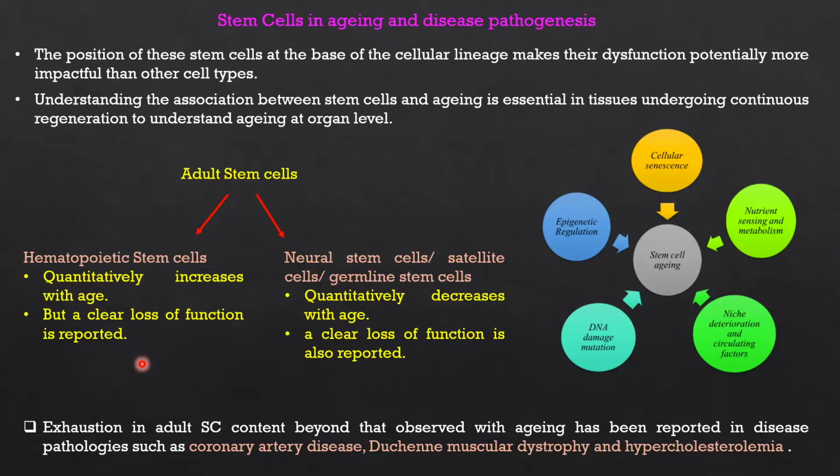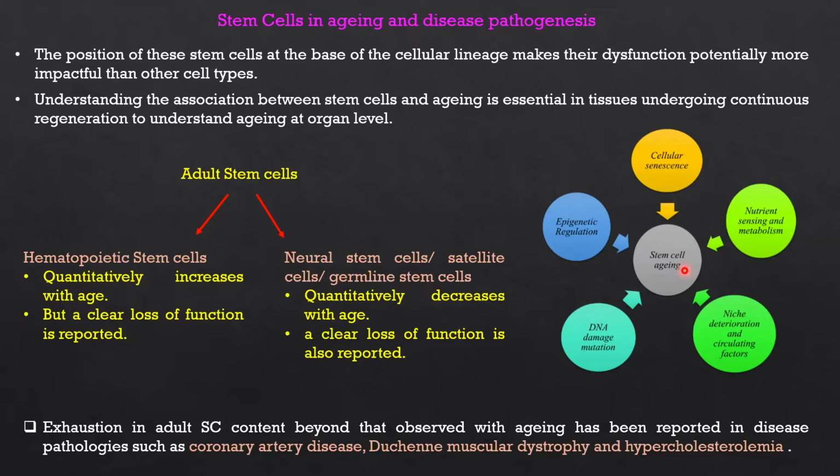There are many factors which lead to aging, because the stem cell is also aging. There are many factors that I have given here: epigenetic regulations, DNA damage or mutations with age, the niche factors, the signals that they receive and their microenvironment, cellular senescence, nutrient sensing, and metabolism. Everything affects it, and it leads to stem cell aging, which in turn leads to deterioration of the system, may it be a blood system, a neural system, or a muscle, anything. So this is with aging.